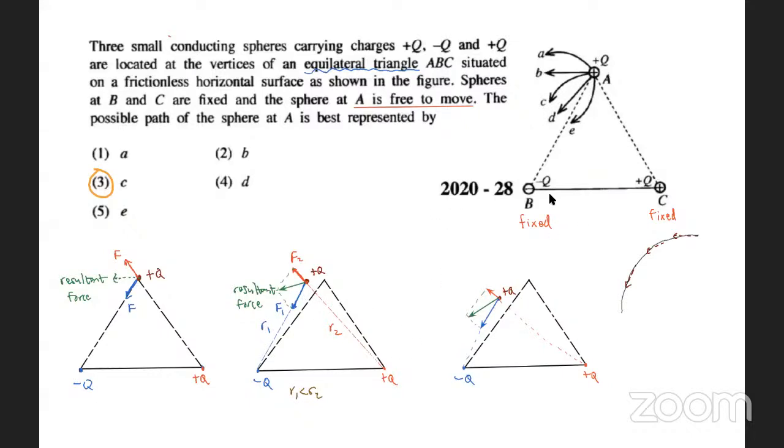Fine. I don't think it's a circular motion. Circular motion means you should have a constant force towards the center, right? This force is not going to be constant. It's going to keep changing. So I don't think it's a circular path, it's a curved path, not a circular motion.